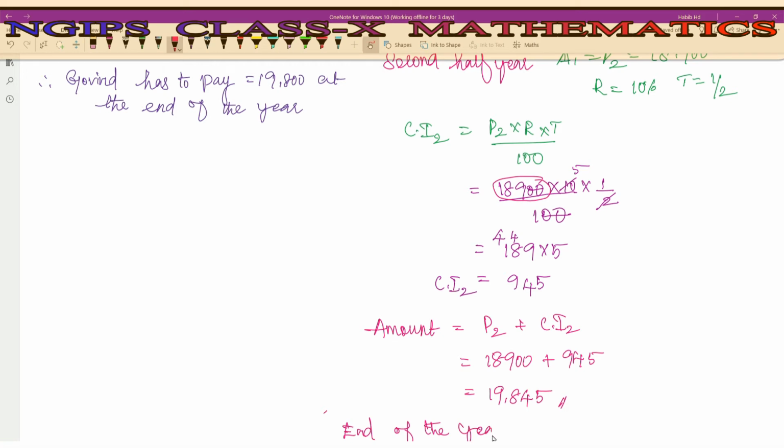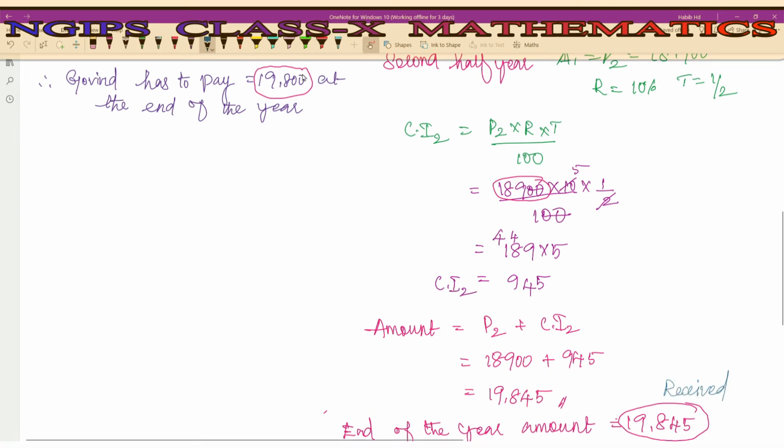So this is the amount at the end of the year. End of the year, the amount is equal to 19,845 rupees. Now here, at the end of the first year for simple interest, it is 19,800. So this amount Govind has to pay, it is the borrowed amount. But this amount, 19,845, is what he has received from the compound interest. So this is received, and this is going to be the payable amount.